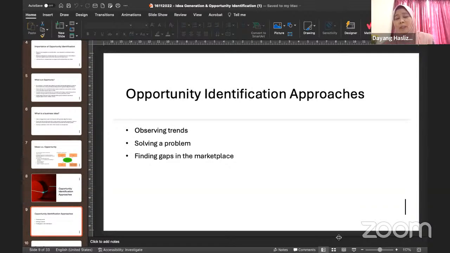So these are the general opportunity identification approaches that entrepreneurs have taken. Okay. So we learn this from successful entrepreneurs. How do they make decisions? How do they come up with the idea that it's a good business?